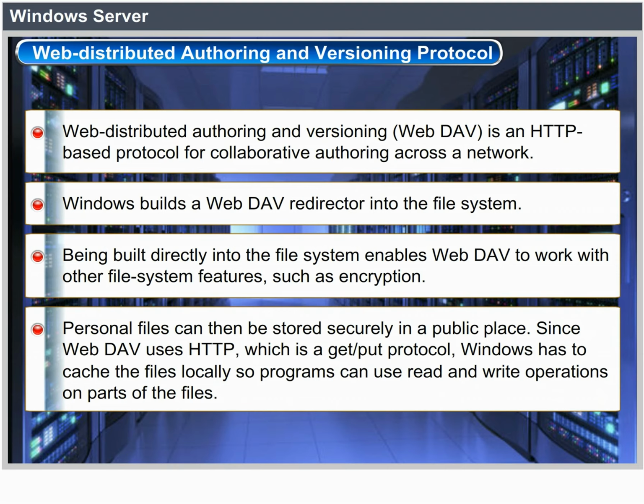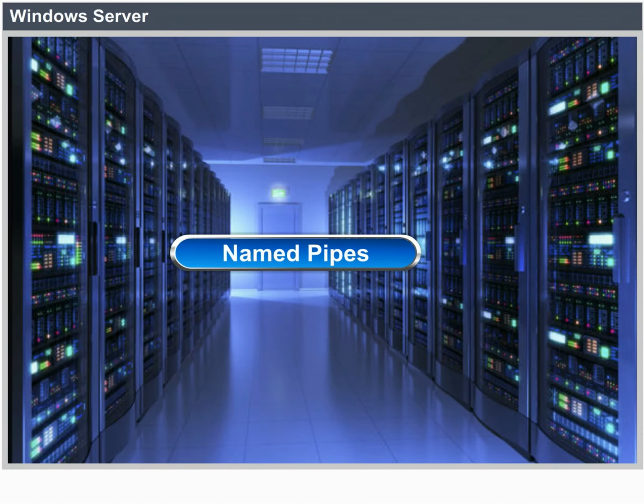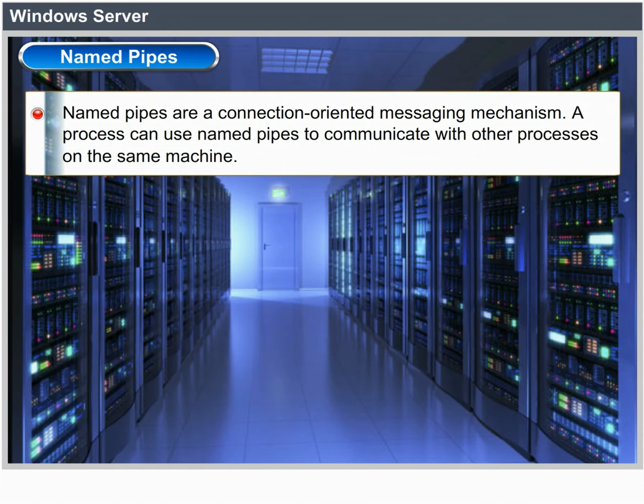Named pipes. Named pipes are a connection-oriented messaging mechanism. A process can use named pipes to communicate with other processes on the same machine.